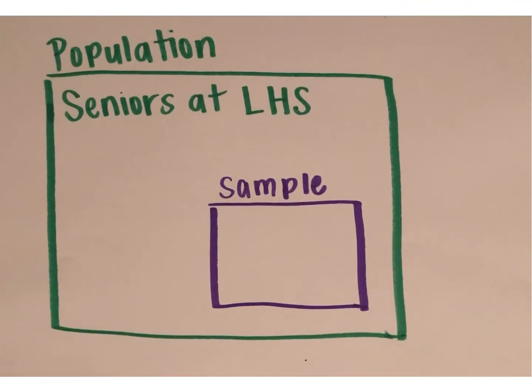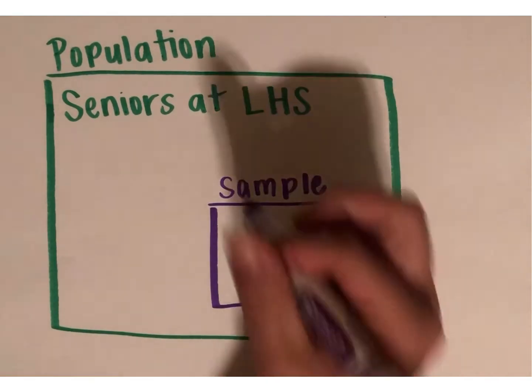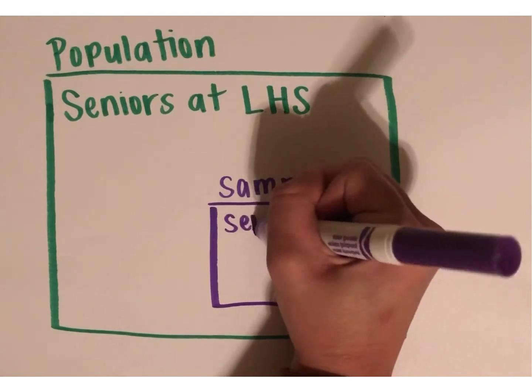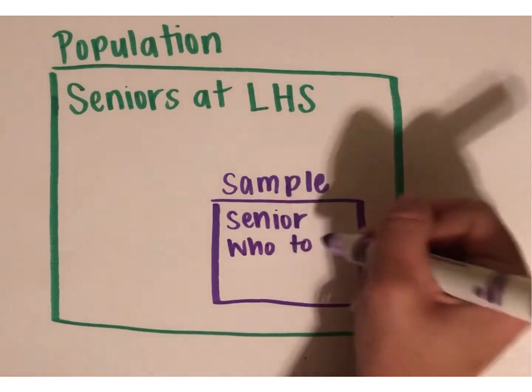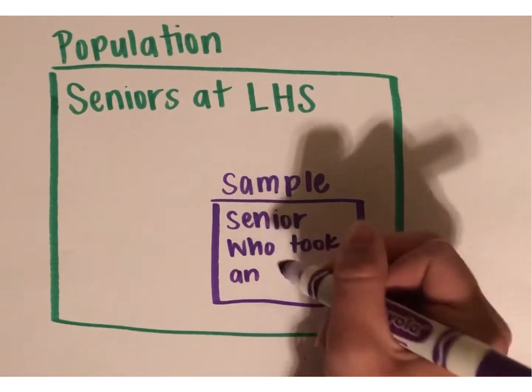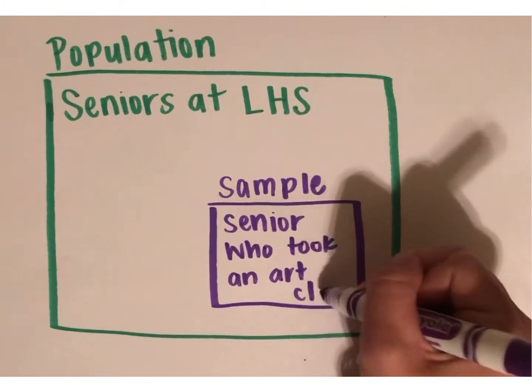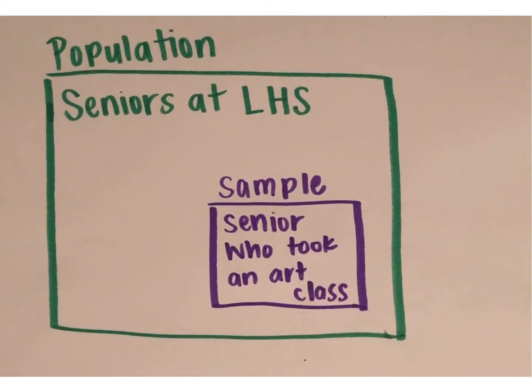Our last population is seniors at LHS. Now, a sample of seniors at LHS, we could either say all the girl seniors or all the boy seniors, all the ones that played sports, or we could say seniors who took art. There's so many different ways to find samples within a population. The tricky part is what we're going to work on Thursday, which is finding unbiased samples.